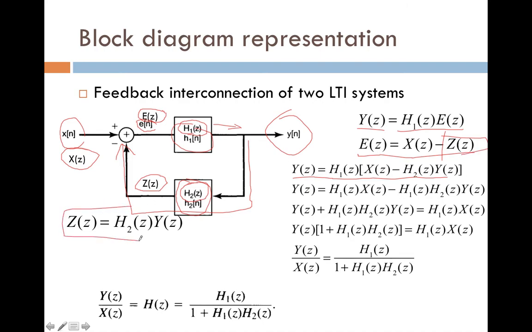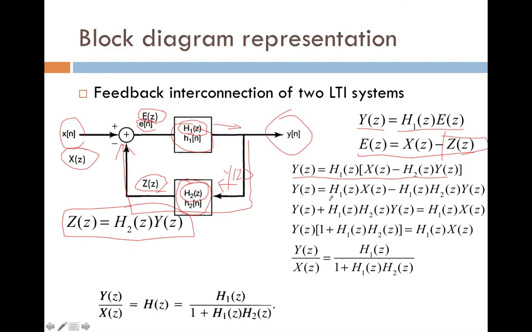Z of z is equal to the output of h2 of z. So, multiplication of the input to this system. Input to the system is y of z, the feedback path. And the impulse response of the block, that is h2 of z. So z of z, the output of the system, is equal to h2 of z into y of z. That we are going to substitute in this equation. You will get this one.